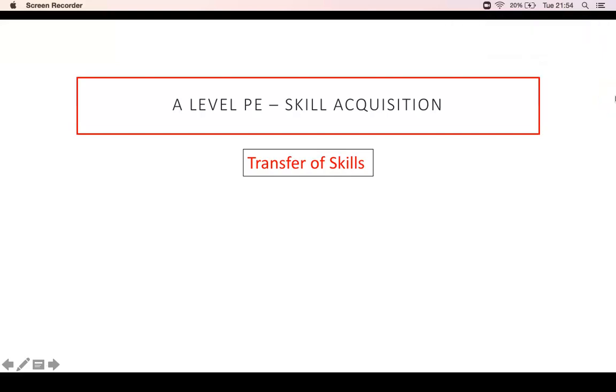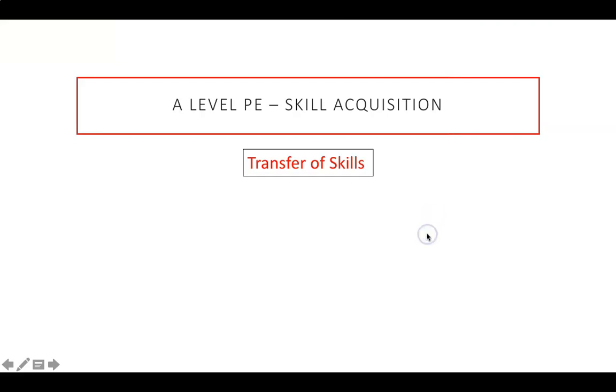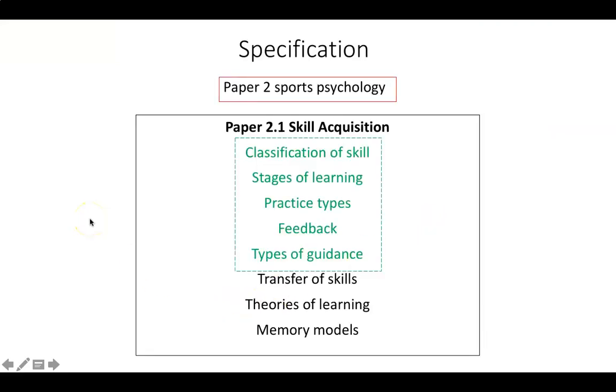Hello and welcome to the next instalment of skill acquisition. Today we're going to be focusing on transfer of skills. First of all, we'll quickly look at the specification as a whole. We've looked at classification of skills, stages of learning, practice types, feedback, types of guidance, and today's focus and our next lesson's focus is going to be transfer of skills. Then we'll move on to theories of learning and memory models.